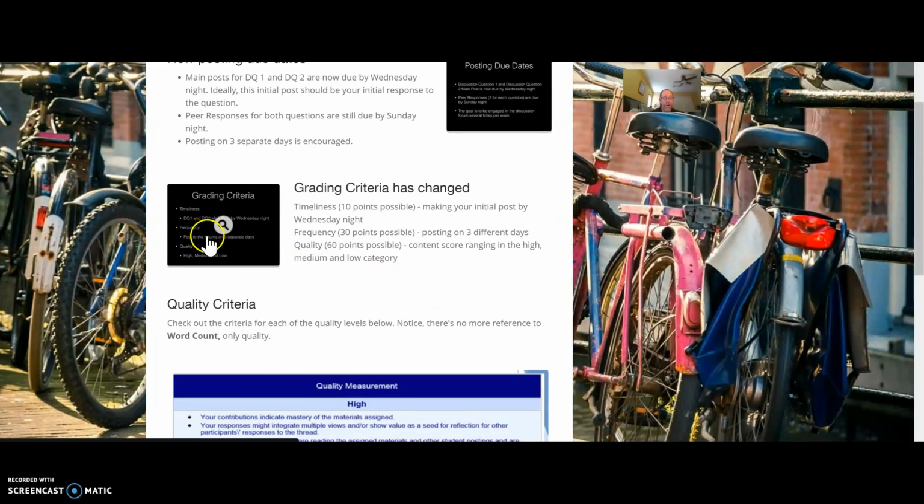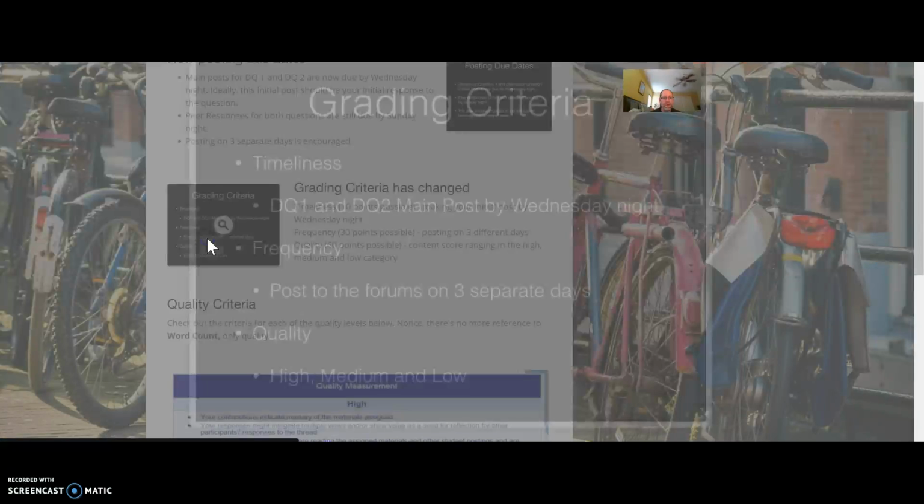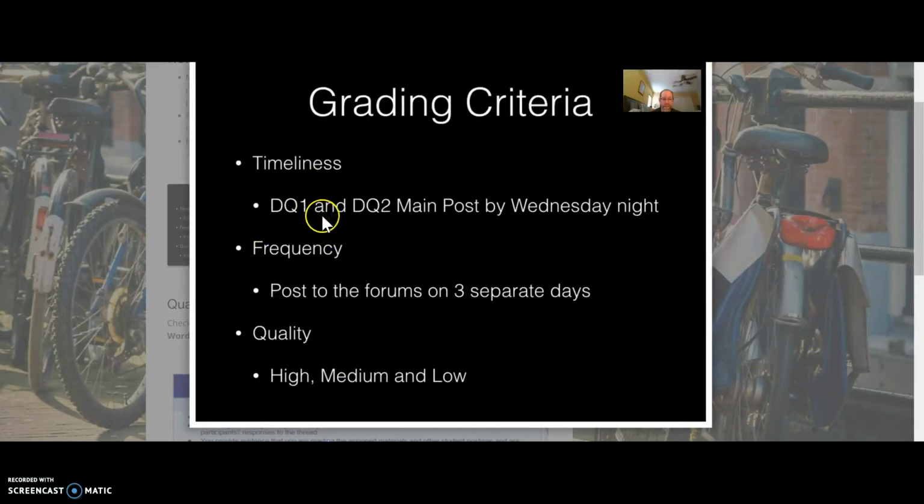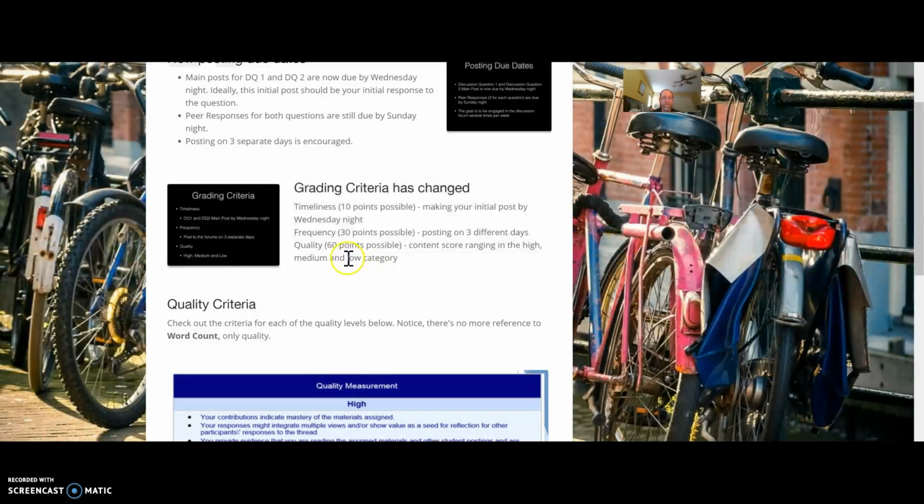Now, there's a criteria for how we're going to grade this, and this is important. Timeliness is important. They need to be in by Wednesday night. For frequency, you should have posts on 3 different days, and the quality will go as high, medium, or low. There are points possible for each of these things, and it goes as indicated here. Timeliness is 10 points possible, frequency is 30 points possible, quality is 60 points possible.